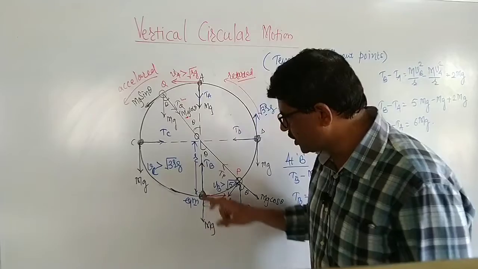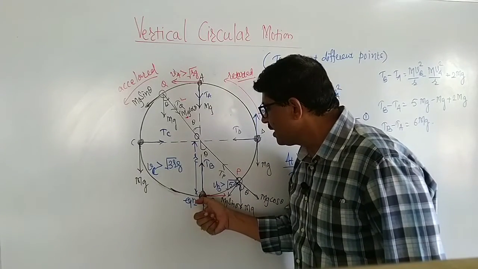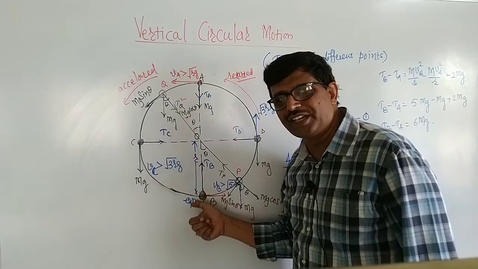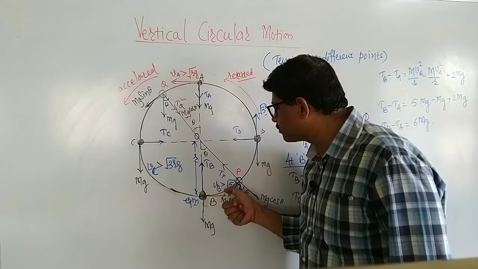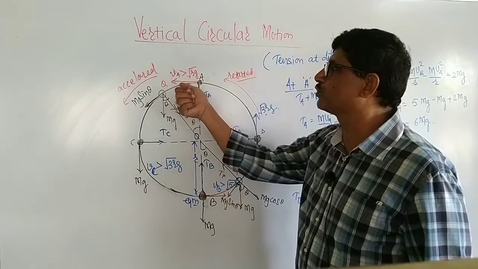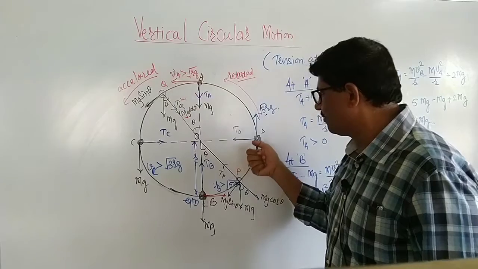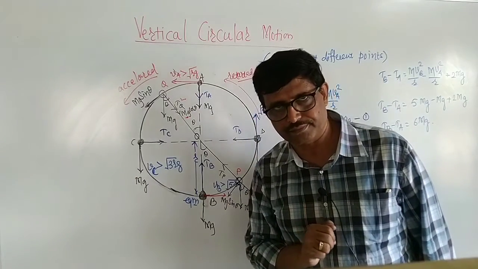For that we will consider a vertical circular motion in which B is the bottom position. In order to loop the loop, in order to continue a vertical circular motion, the velocity at the bottom should be greater than root of 5rg. Velocity at the top position should be greater than root of rg. Velocity on the horizontal diameter should be greater than root of 3rg.